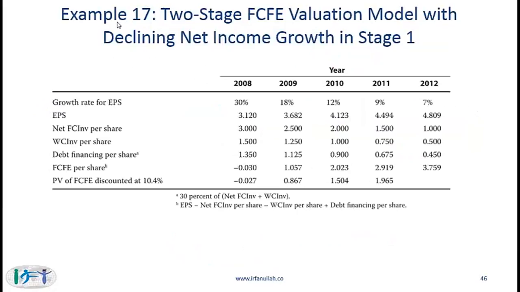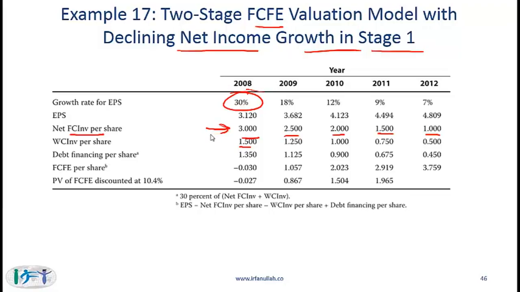This is an excerpt from example 17, two-stage FCFE valuation model with declining net income growth in stage one. So it is also possible that you have a very high growth rate, which is declining, and then eventually it stabilizes. Now, I included this excerpt because I wanted to connect this with what we have seen before. You can read all the text given in the example, but notice these numbers. We are given fixed capital investment per share. These numbers are actually given as part of the question. And then also the working capital is given as part of the question. You are told, in fact, that the working capital investment every period is half of the fixed capital investment.